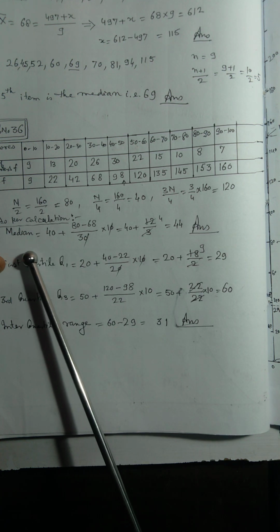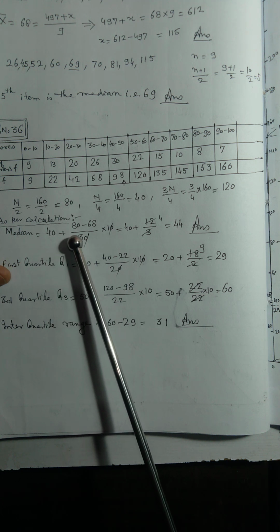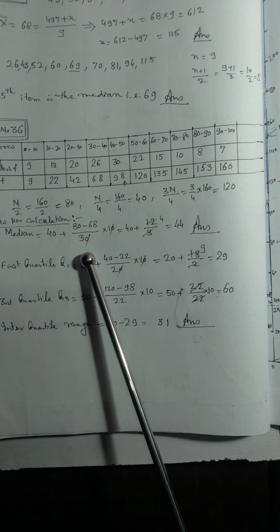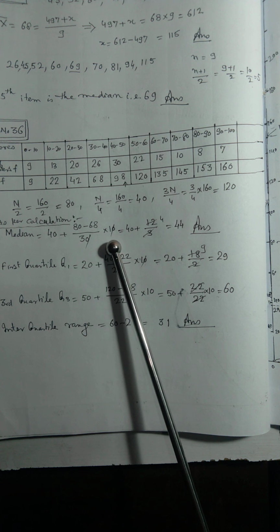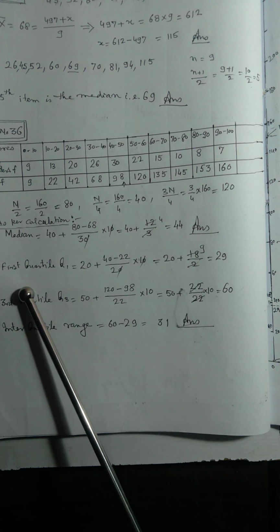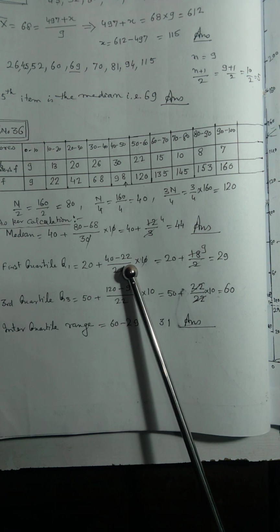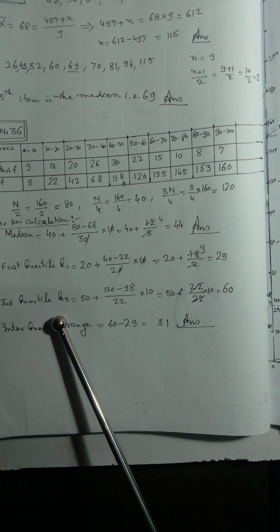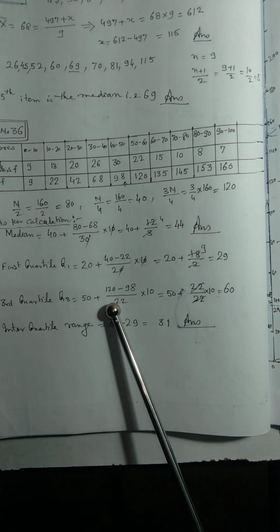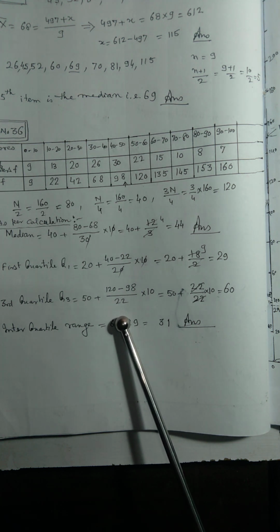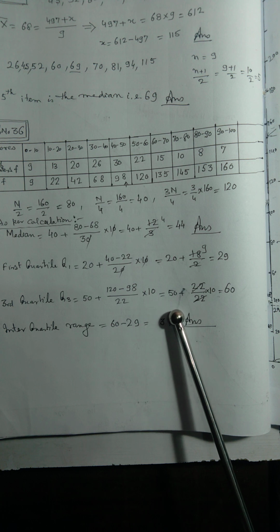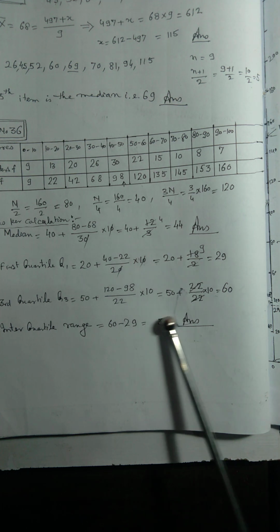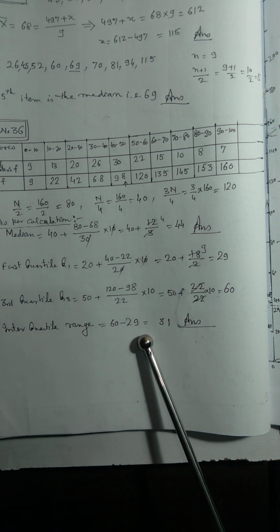So as per the calculation, the median will be equal to 40 plus (80 minus 68) whole divided by 30 into 10. Solve it, you will get 44. First quartile, that is 20 plus (40 minus 22) whole divided by 20 into 10, it will be equal to 29. Third quartile, that is 50 plus (120 minus 98) whole divided by 22 into 10, that will be equal to 50 plus 22 divided by 22 into 10, it will be equal to 60. Interquartile range, that is 60 minus 29, that is 31.